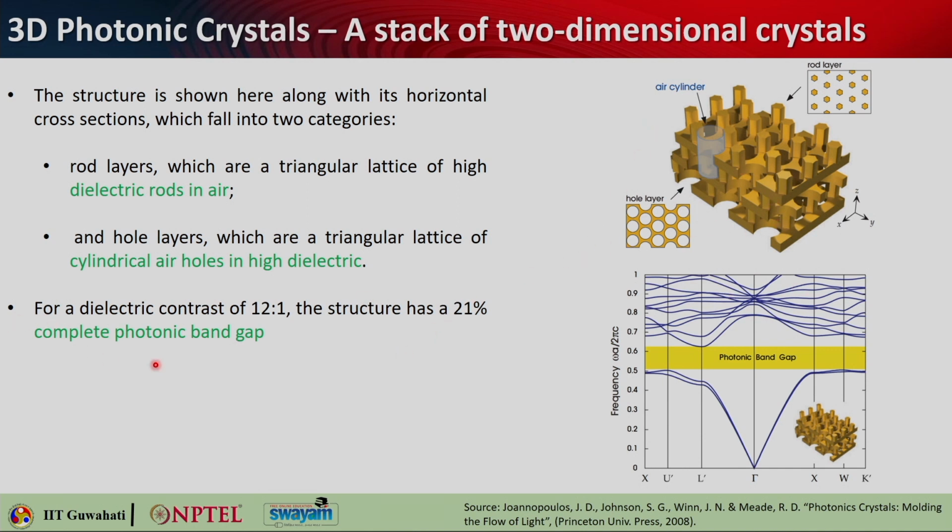Once you do that, for a dielectric contrast of 12:1, okay, if you take the dielectric rod material permittivity to be 12 and the surrounding is air, and in the hole layer the holes are air, permittivity 1, and the other material is 12, then you are able to get a 21% complete band gap. So, this is also another structure that is possible. Once again, complete band gap means for both TE and TM polarization you should get the same band gap. So, with that we will stop the discussion about 2D and 3D photonic crystals.